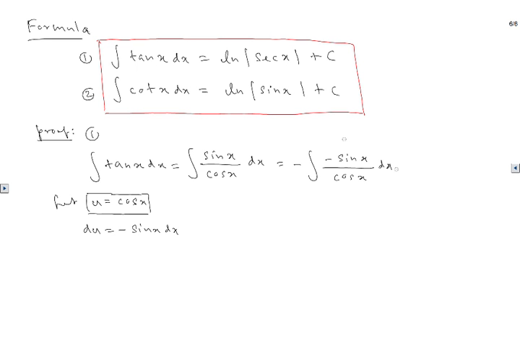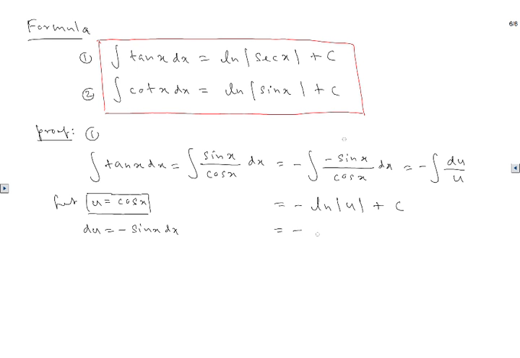Now we use the substitution. Once you use it, what's going to happen? Negative sin x dx is du, and cosine is u. Can someone tell me what this integral is? This is exactly like dx over x, just a different variable. If you have dx over x, what do you get? Natural log x. So in this case, what you get is natural log u. That means your answer becomes negative natural log u plus c.